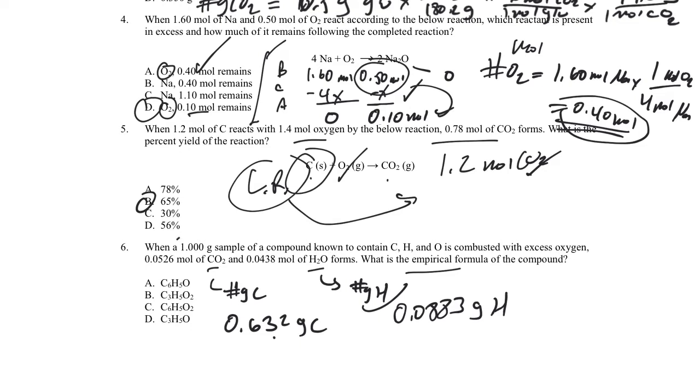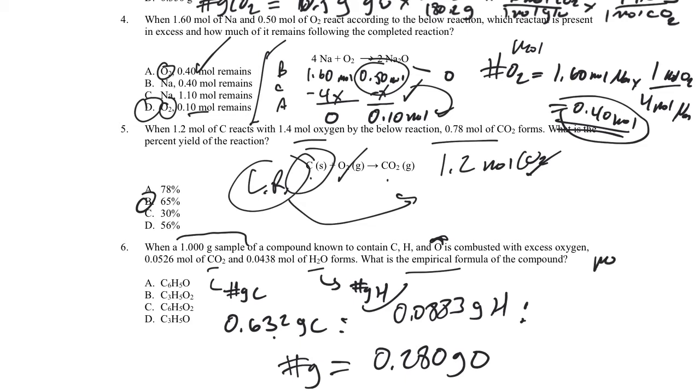So then we have a 1 gram sample. This third element, which is oxygen, the number of grams of O, is just our sample mass, 1 gram minus 0.0883 minus 0.632, leaving behind 0.280 grams of O. So we have a ratio of our 3 elements to each other, of the C to H to O. I just need to convert those over to moles and then get a simple whole number ratio.